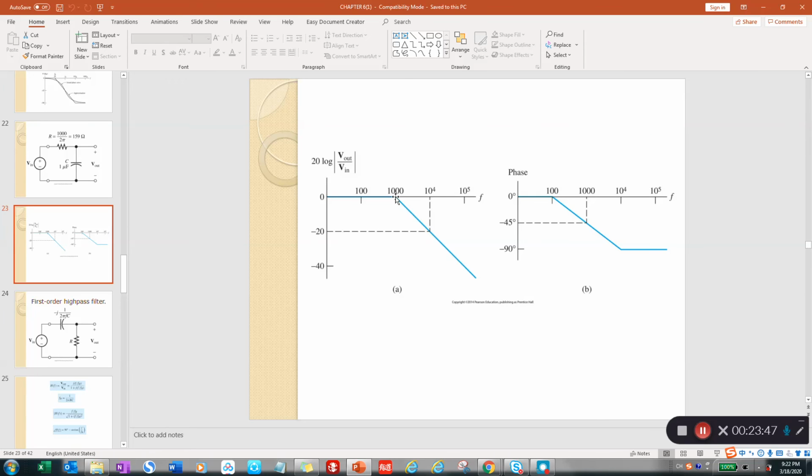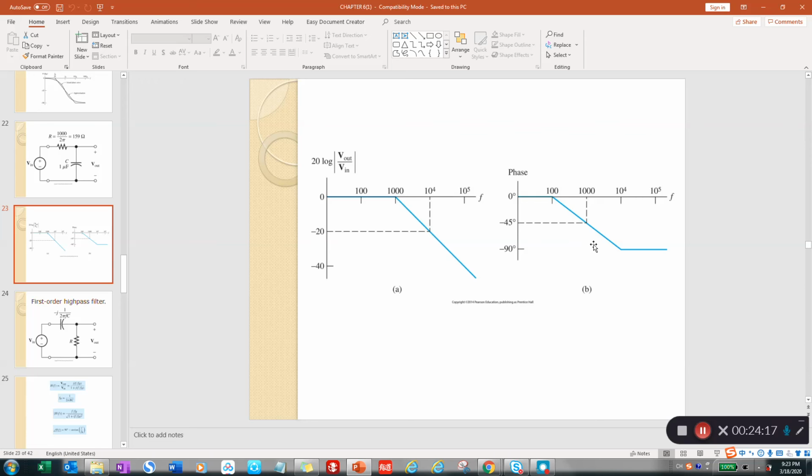So you have 2 points. Based on these 2 points, you can draw the straight line, the slope of this straight line representing that each decade is going to reduce by 20 dB. Then we will finish the magnitude plot. Now let's look at the phase plot.